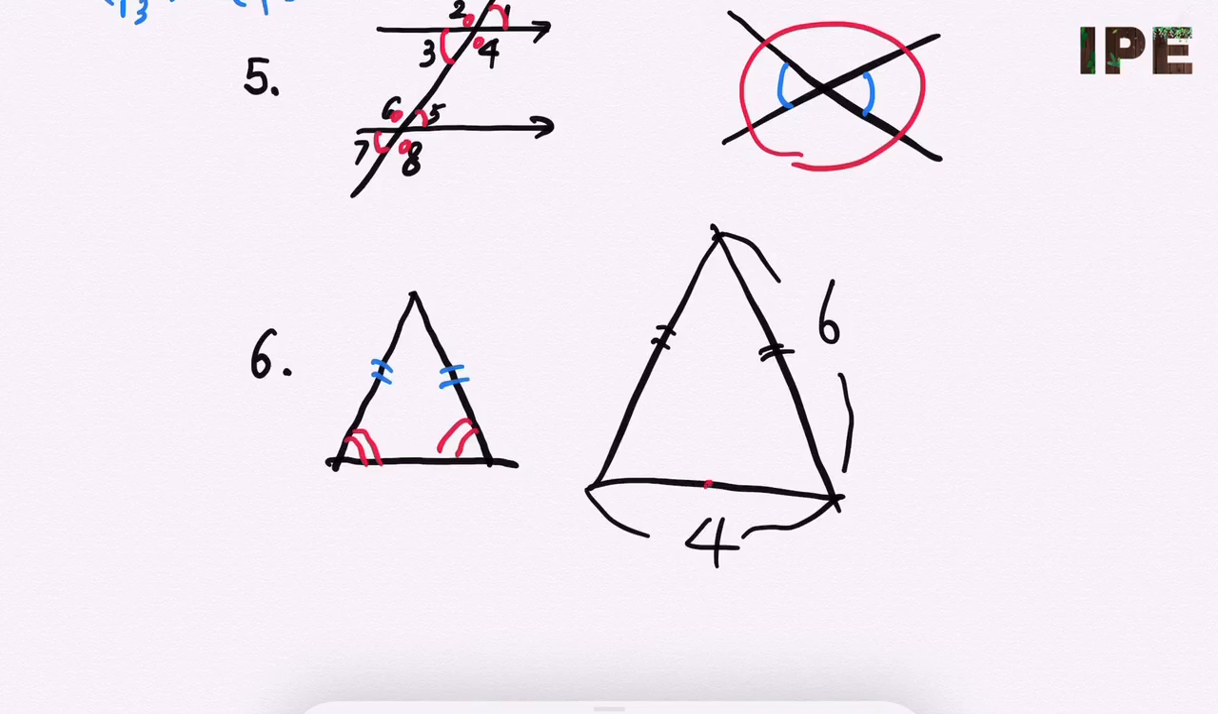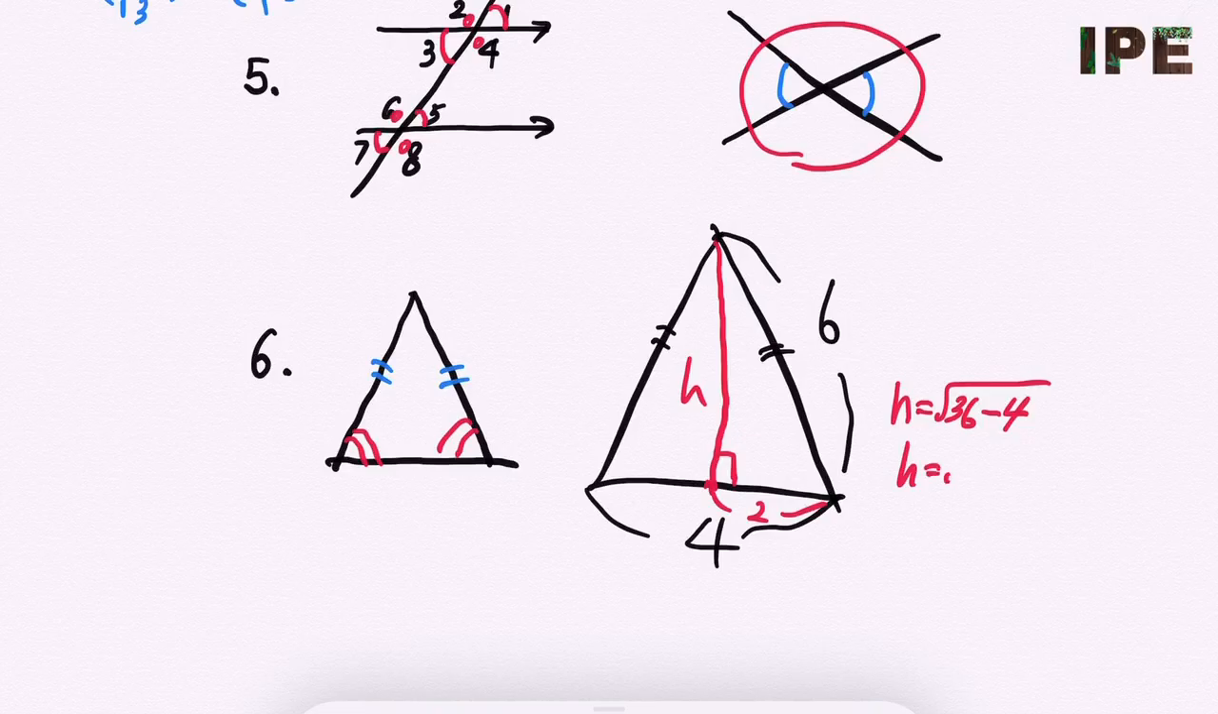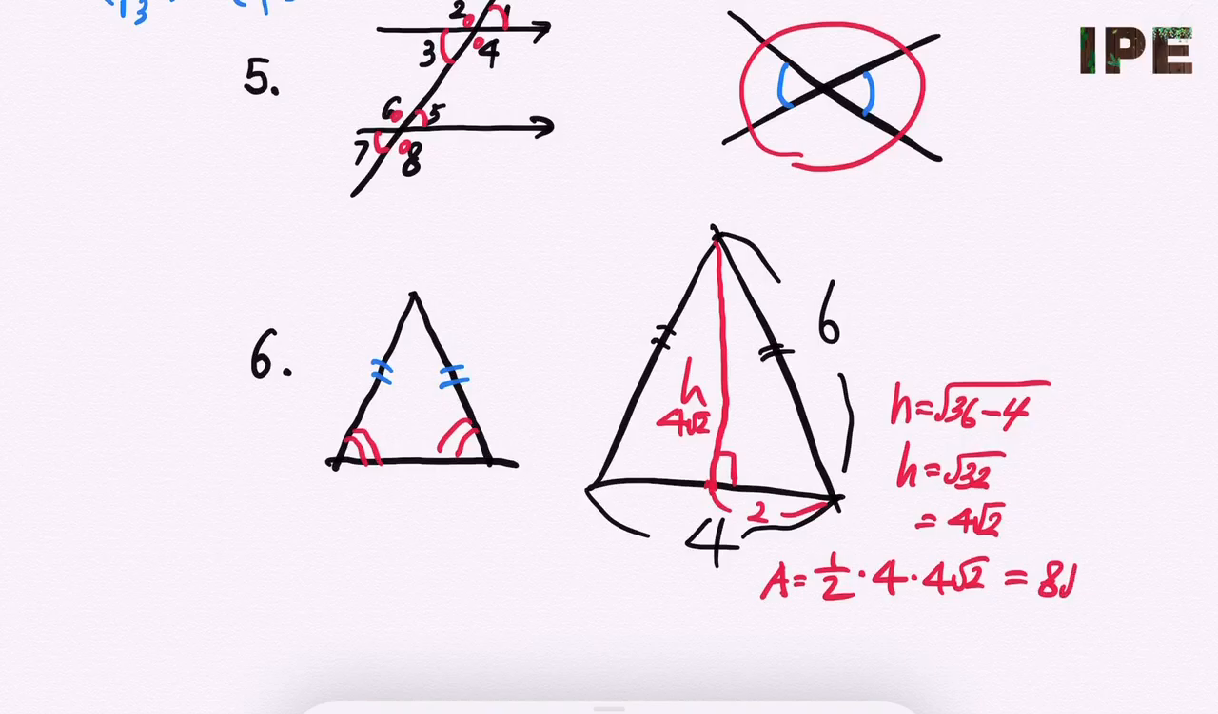Just connect the midpoint of the base to the vertex, so it is perpendicular. That is the midpoint, so this side is 2. You can find h using the Pythagorean theorem. h is the square root of 6 squared minus 2 squared, 36 minus 4. So h equals square root of 32, and 32 is 4 root 2. So this is 4 root 2. Now the area is 1/2 times base times height, which is 8 square root 2.